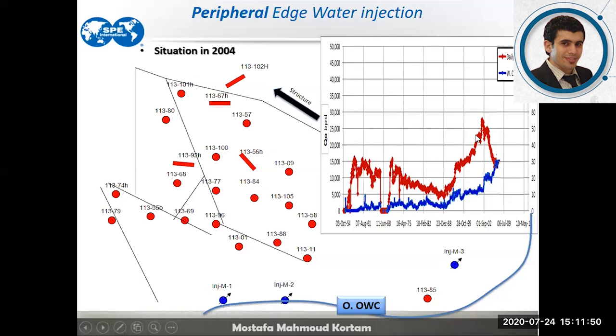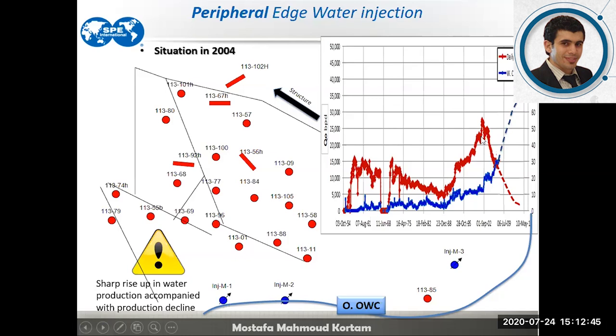This is a production profile. That is the time when you started the injection, and you would find a significant increase or rise in the production rate, but it was followed by a rise in the water production as well. That led, in the latest period of the peripheral water injection pattern, to this kind of aggressive decline in the daily production rate. The extrapolation of the water cut and the extrapolation of oil would lead to uneconomic production, and the field would be completely dead and abandoned at 2015.